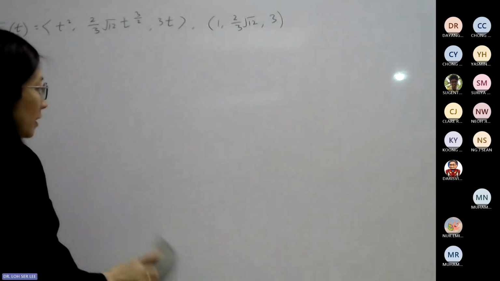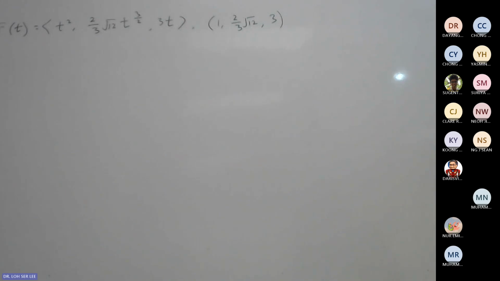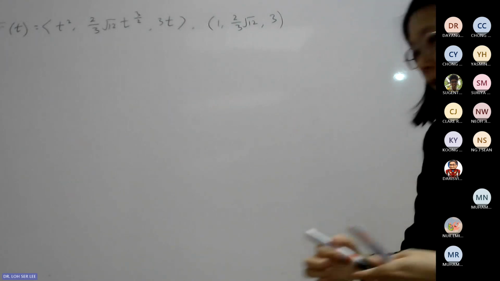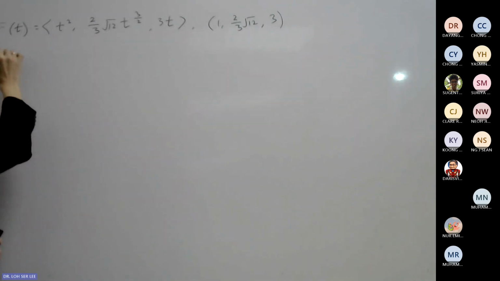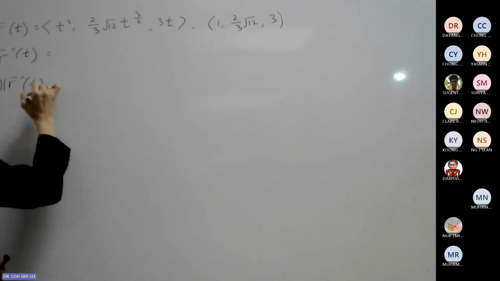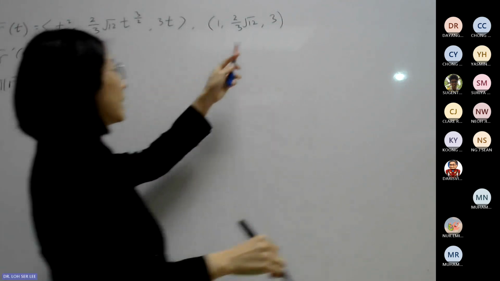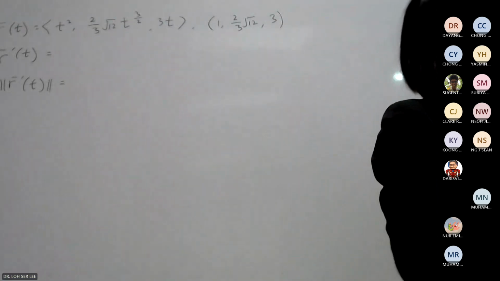Okay, for question number 3, you are given the starting point. So you need to compute r prime first, then the magnitude of r prime. Okay, then find the t value of this point.